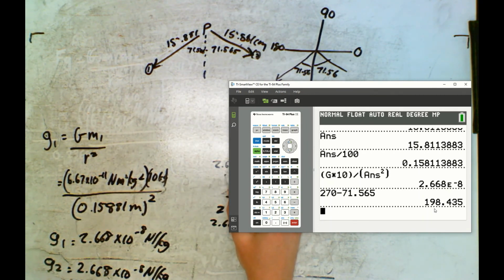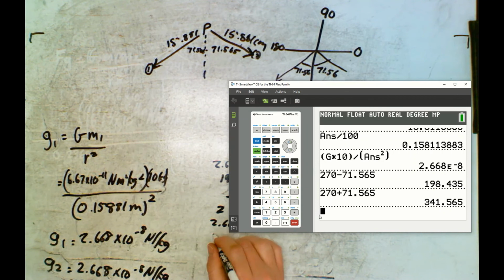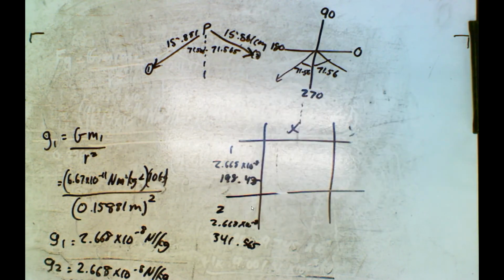Because remember, we need the angle in RCS, so that's what I'm doing here. So 198.435. And then this one is going to be 270, which is down, plus another 71.565. So it's going to be 341.565. Okay, so I have my magnitude and I have my angle.